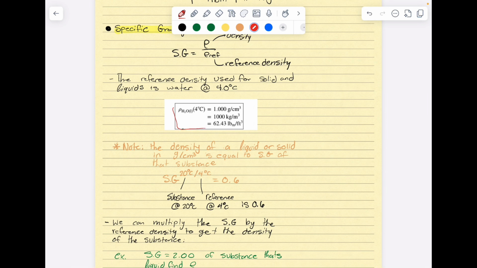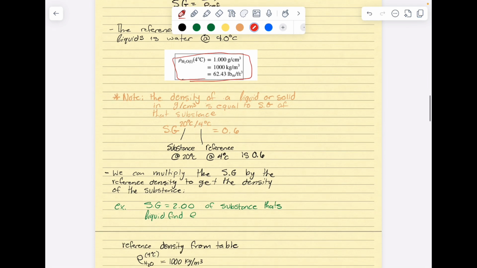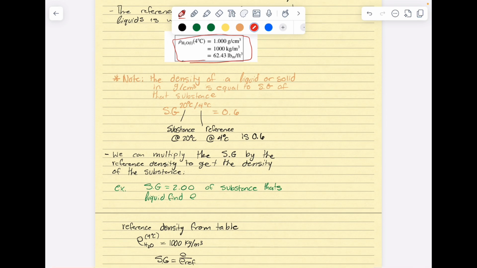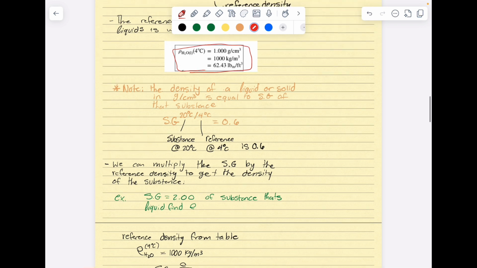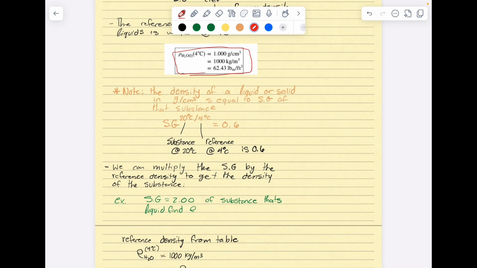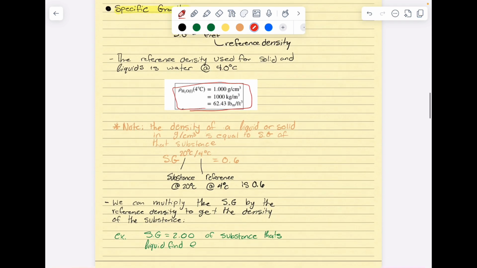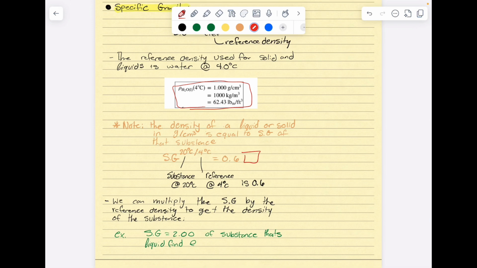Some values that we use are these. The density of a liquid or a solid in grams per centimeter cubed is equal to the specific gravity of that substance. So when we're talking about the specific gravity, for example, we can use 20 degrees C with reference to our 4 degrees water. We can calculate that to be 0.6. Specific gravity has no units when calculating.